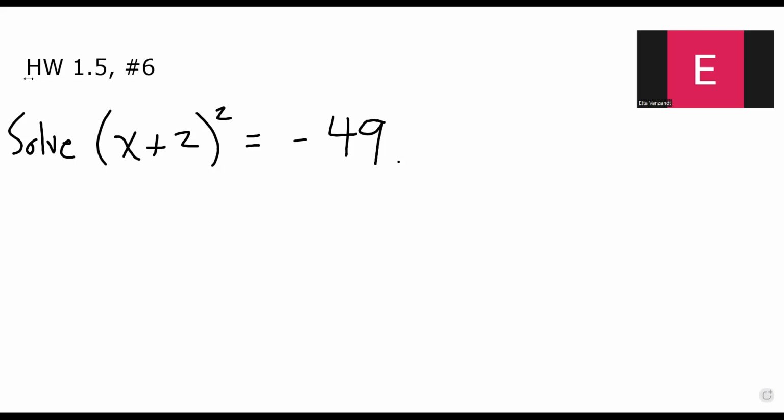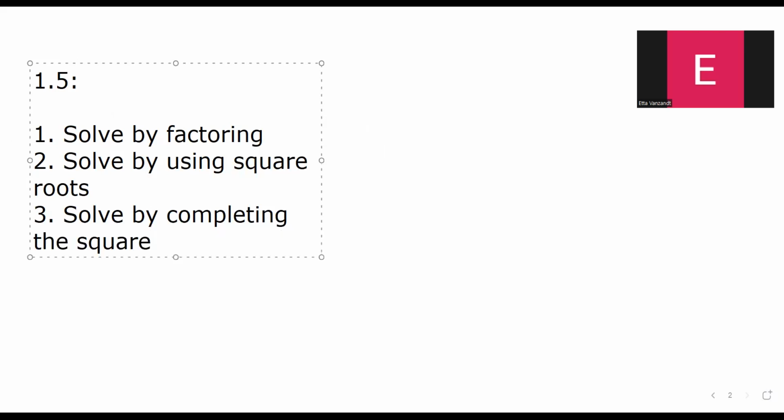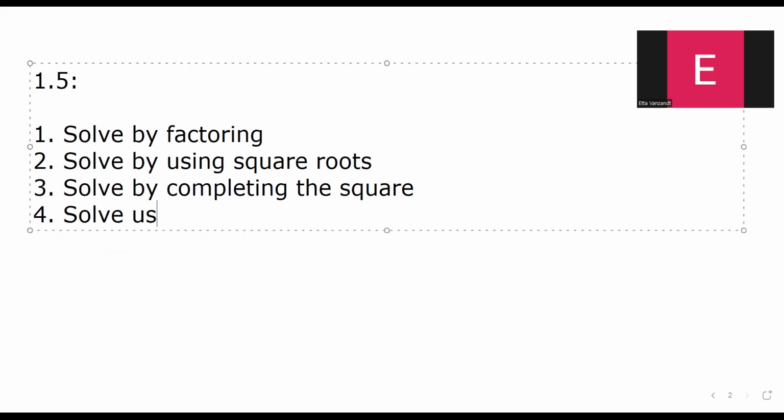But when you were in 1.5, there were actually, I want to say, 4 different ways that you were shown to solve quadratic equations. The first way was to solve by factoring. The second way was to solve by using square roots. The third way was to solve by completing the square. And I'm a horrible typist, so don't be surprised if I make some mistakes here. And then the fourth way is to solve using the quadratic formula.